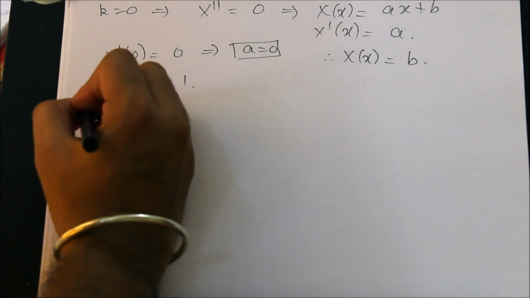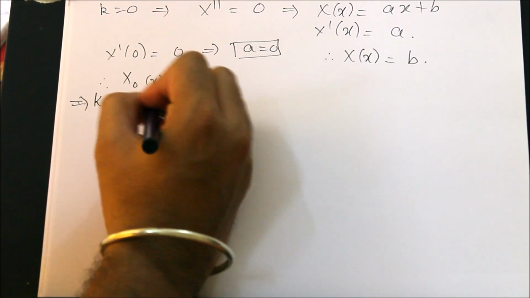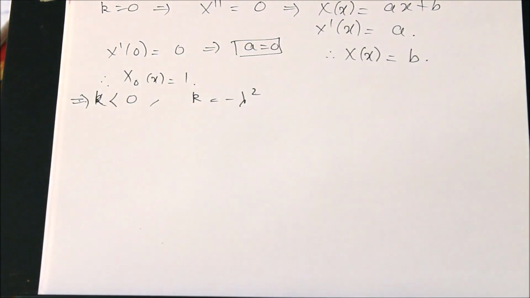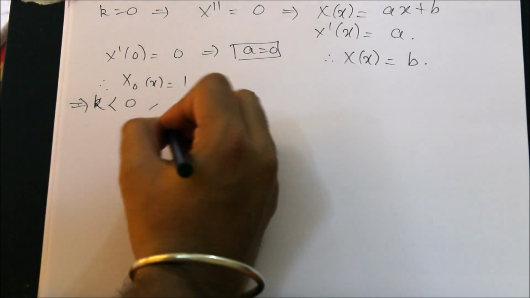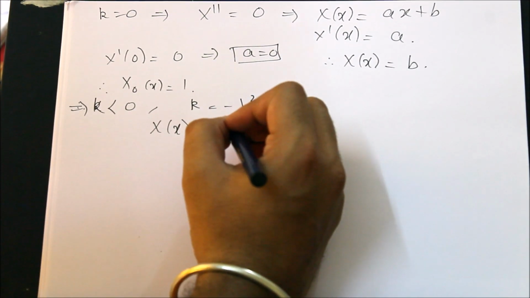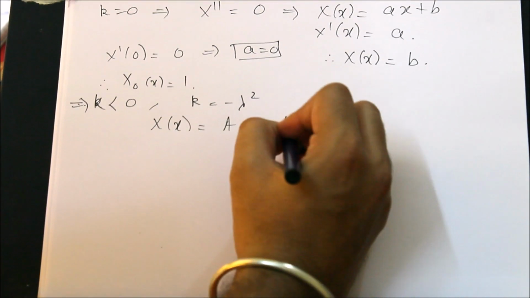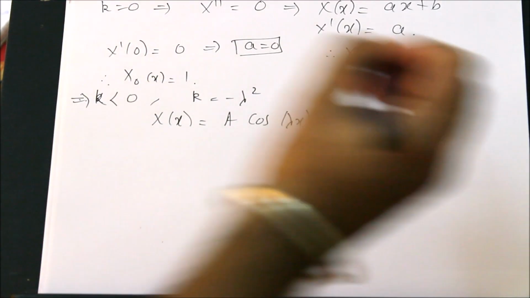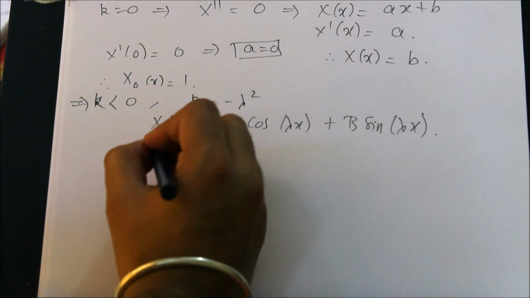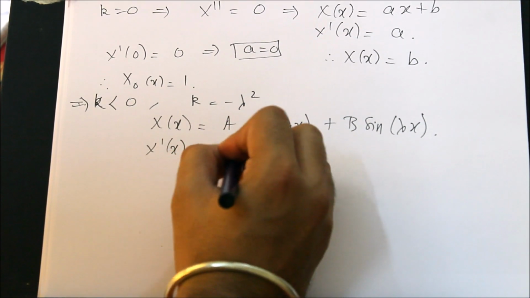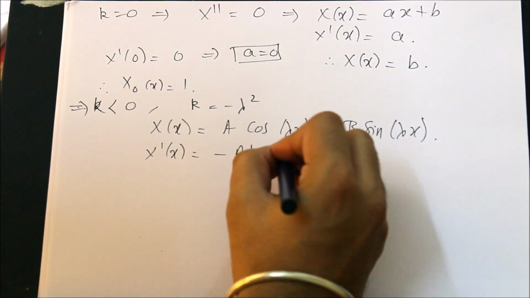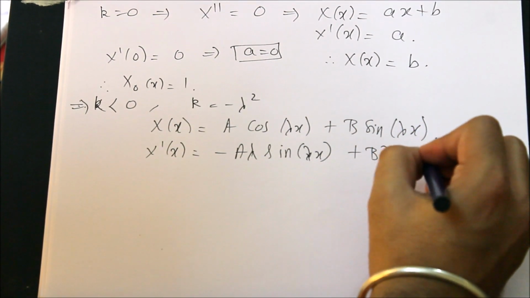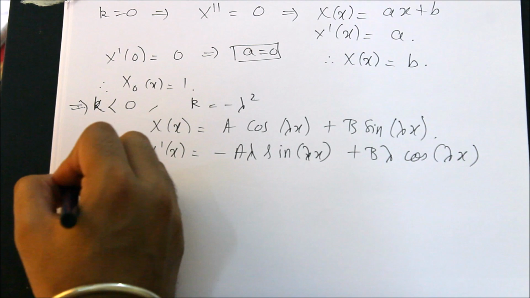And now let's go for k to be negative. So for k less than 0, I have k equal to minus lambda square, where lambda is again positive. And what we had x of x to be equal to, we had this to be a cos lambda x plus b sin lambda x. This is what we got. Okay, so now if I differentiate this, what do I get? I get x dash of x equal to minus a lambda sin of lambda x plus b lambda cos of lambda x.